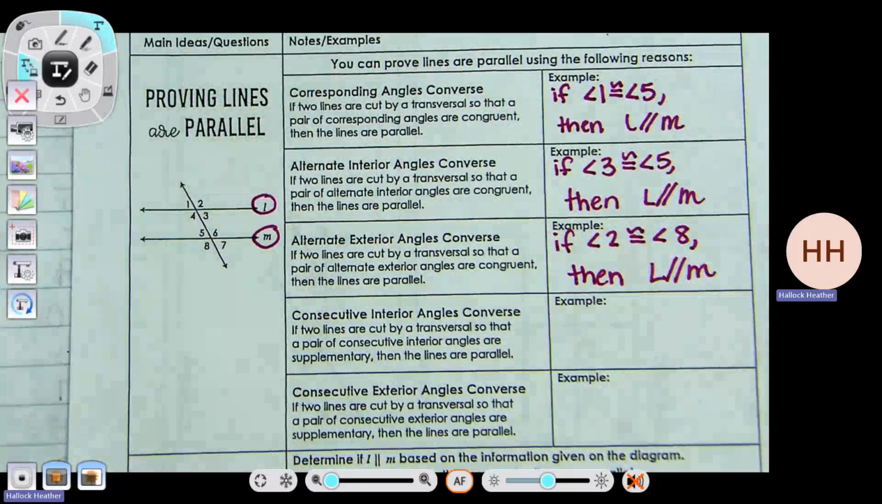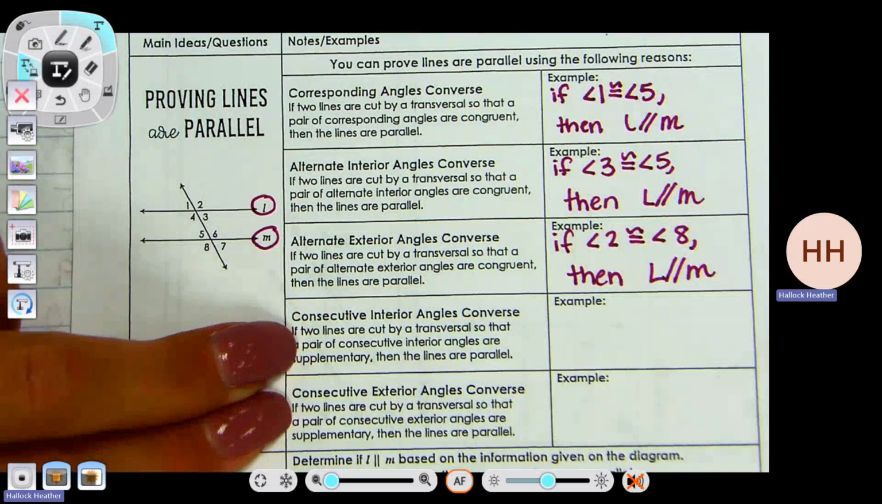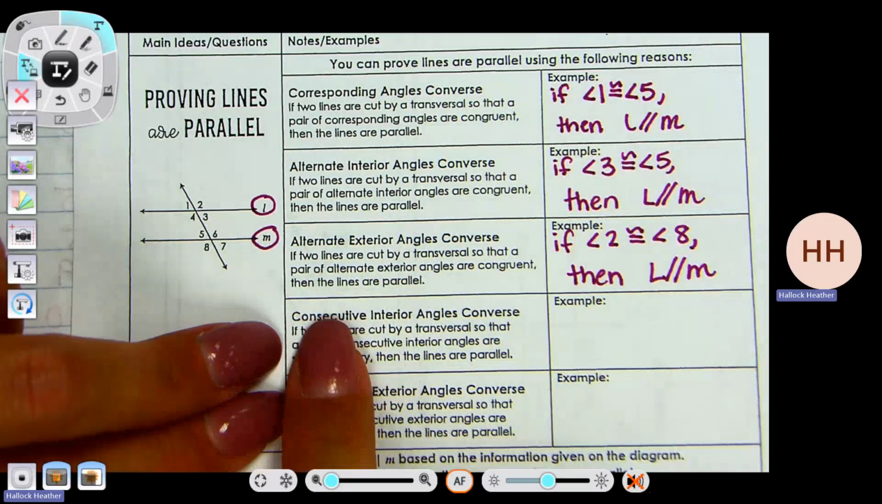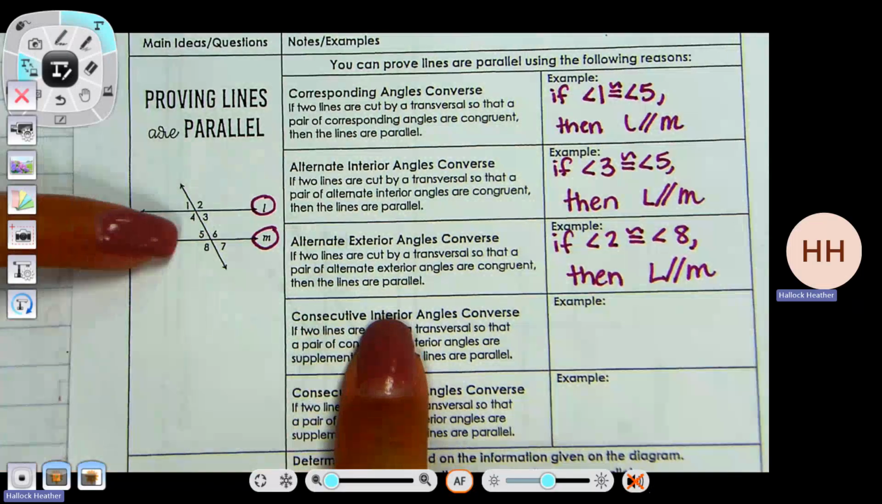The last 2 are not congruent. We can't say they're congruent because they're not congruent. These 2 are the only 2 that don't equal each other. They equal 180. They are the only 2 that actually add to make 180. So a pair of consecutive interiors. I'm talking about the inside angles. What is a pair of consecutive interior?